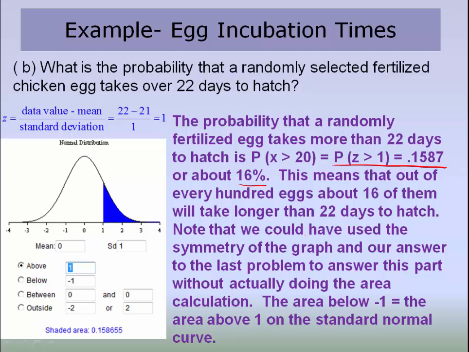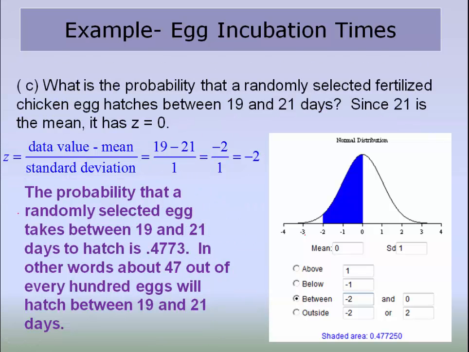The area below a z of negative 1 is equal to the area above a z of positive 1 on the standard normal curve. And we could also have done that with the empirical rule. Part C, what's the probability that a randomly selected fertilized chicken egg hatches between 19 and 21 days? Since 21 is the mean, its z is 0, but if you plug it into the formula, it will calculate out to be 0 if you don't just recognize that.